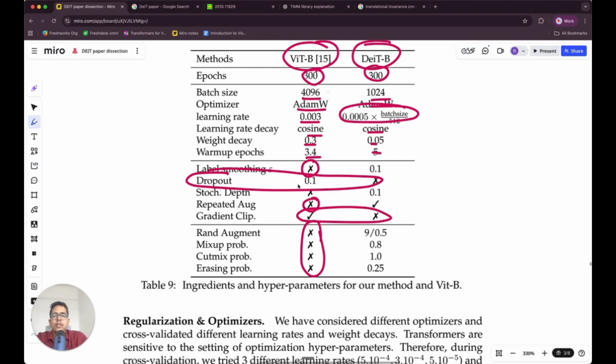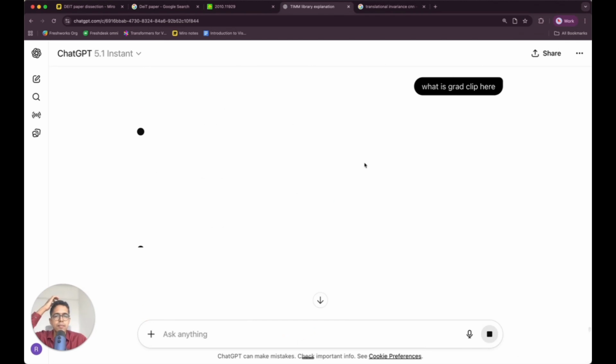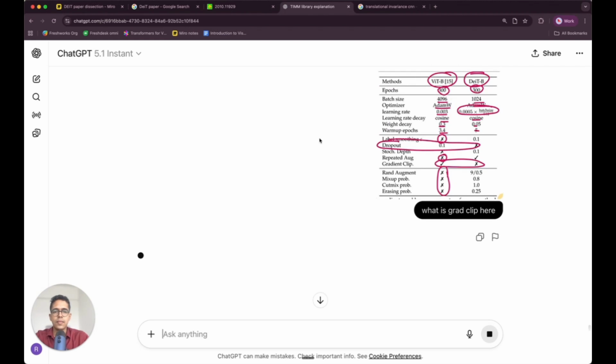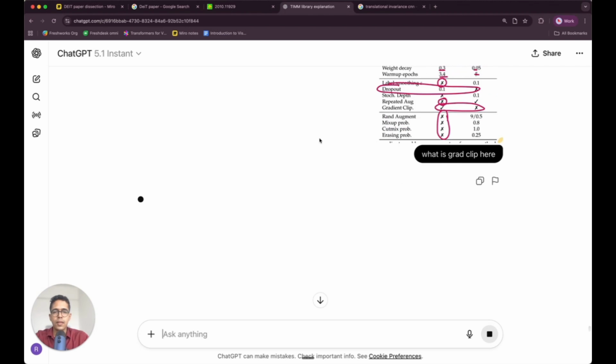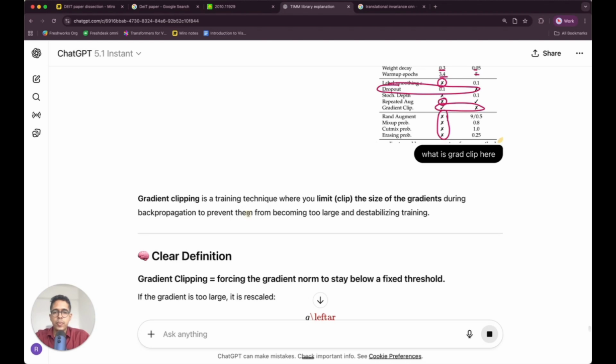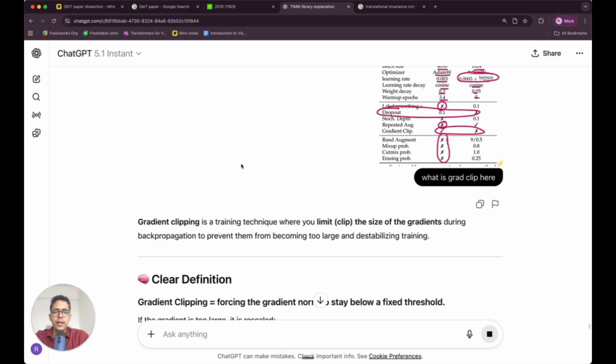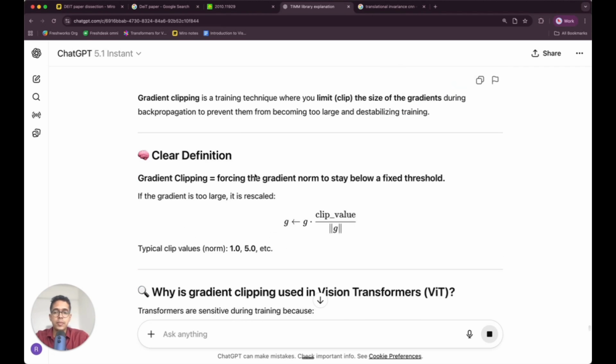Let's just ask what grad clip is. You limit the size of gradients during backpropagation to prevent them from becoming too large and destabilizing the training. When we implemented the Vision Transformer from scratch, I don't remember us implementing this anywhere explicitly. We did not do this, but I guess in the original paper, they might have done it.